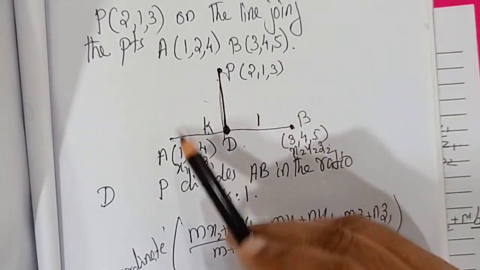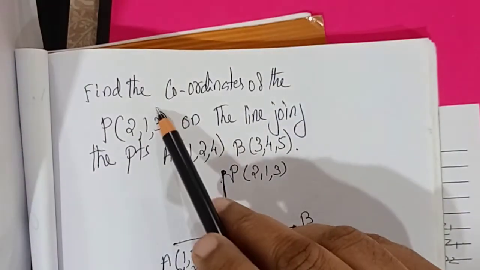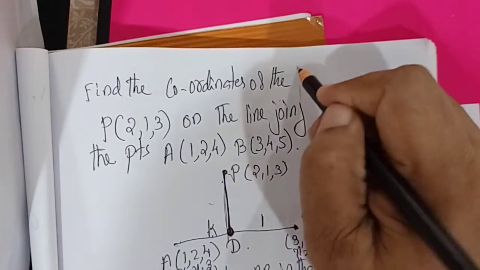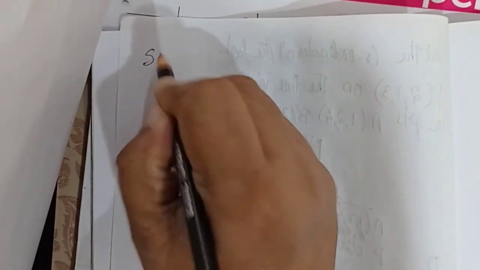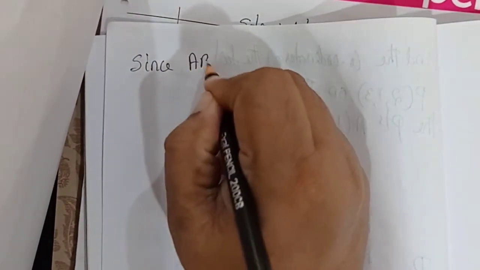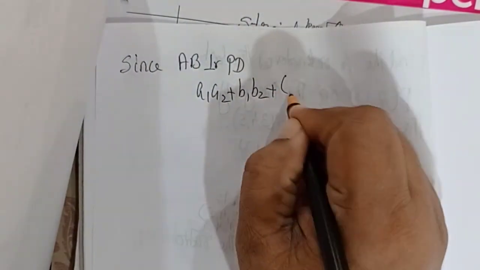Then when you go through this figure, we know that AB is perpendicular to PD. That is given. Find the coordinates of the foot of the perpendicular. Since AB is perpendicular to PD, you can write A1 A2 plus B1 B2 plus C1 C2 equal to 0. Isn't it?